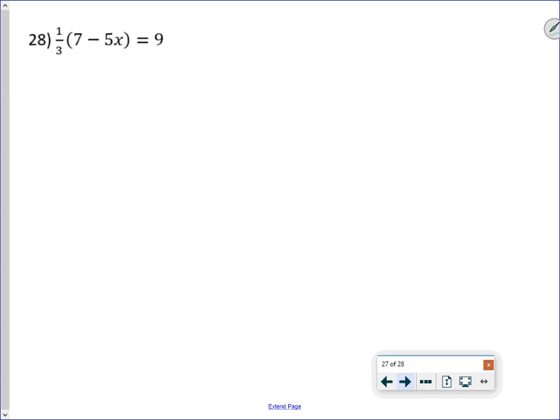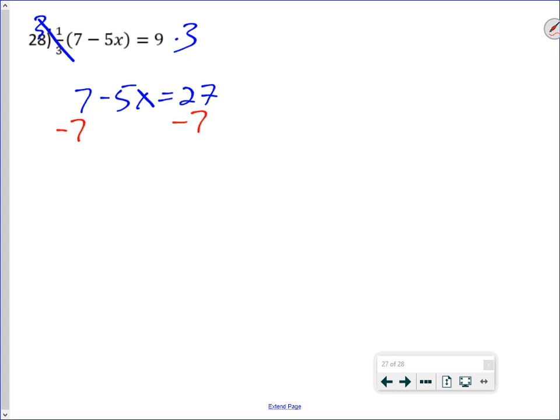All right, last problem. Once again, we can use the same trick we did last time, multiplying both sides by 3, getting rid of the fraction. And I'll get 7 minus 5x equals 27. Subtract 7 from both sides, and I'll get negative 5x equals 20. Divide both sides by negative 5, and I'll get x equals negative 4.